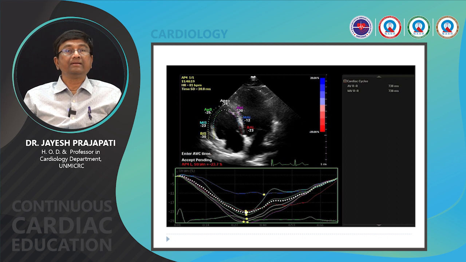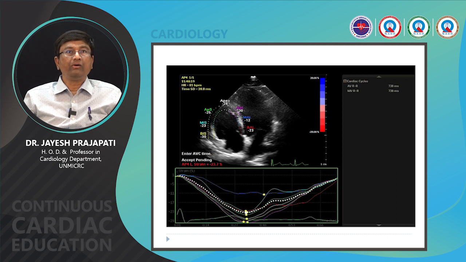Another is global longitudinal strain, for early systolic dysfunction. Nowadays people are using GLS, global longitudinal strain, for the LV assessment, and that is an early precursor of LV dysfunction. Even before giving chemotherapy, people are doing global longitudinal strain. So that is a very early marker of dysfunction.